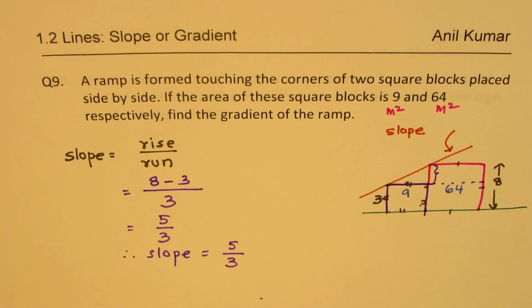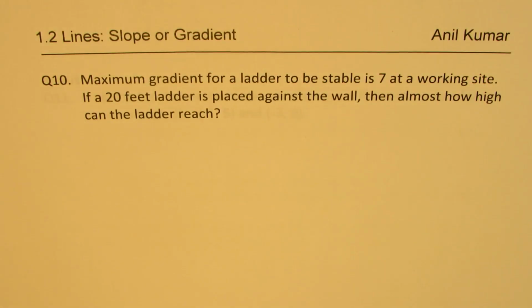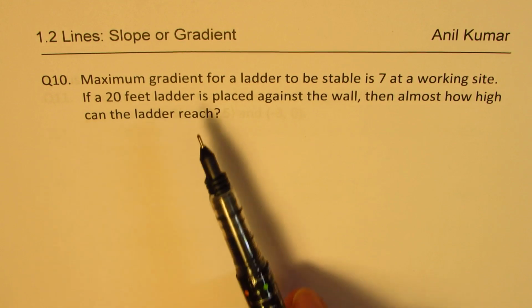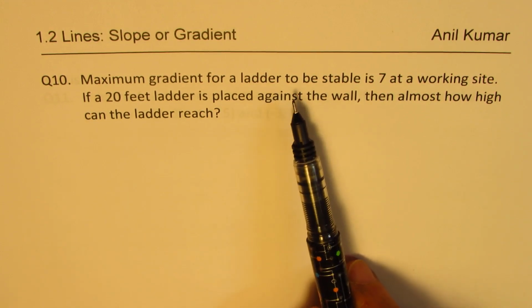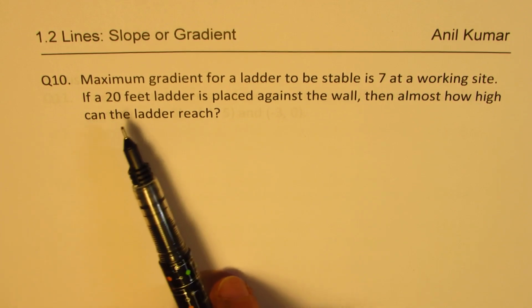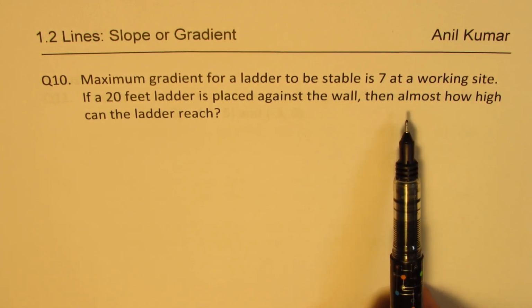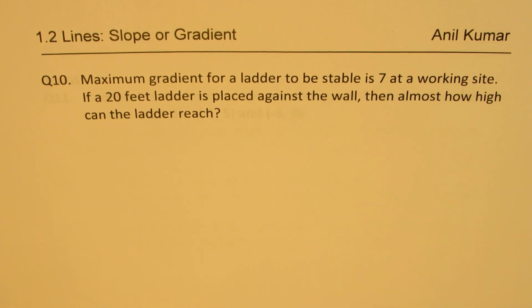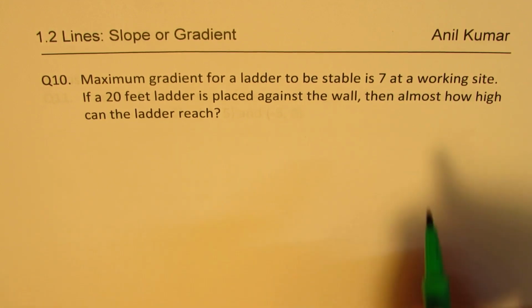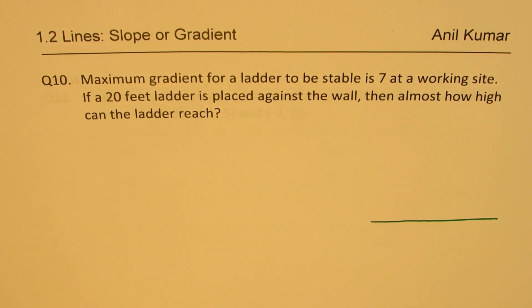Now let's take another application question based on slope. Question number 10 here is, maximum gradient for a ladder to be stable is 7 at a working site. If a 20 feet ladder is placed against the wall, then almost how high can the ladder reach? Okay, you can actually pause the video and answer this particular question.